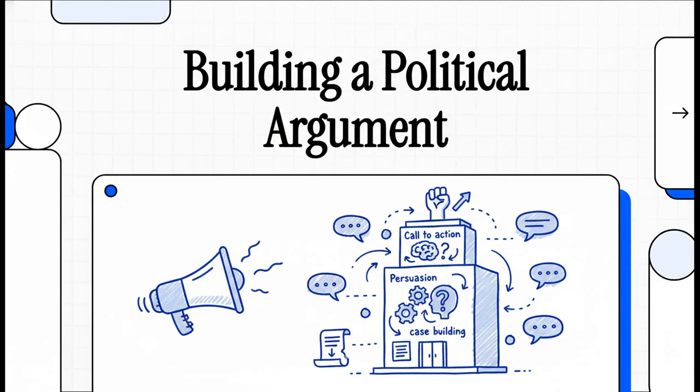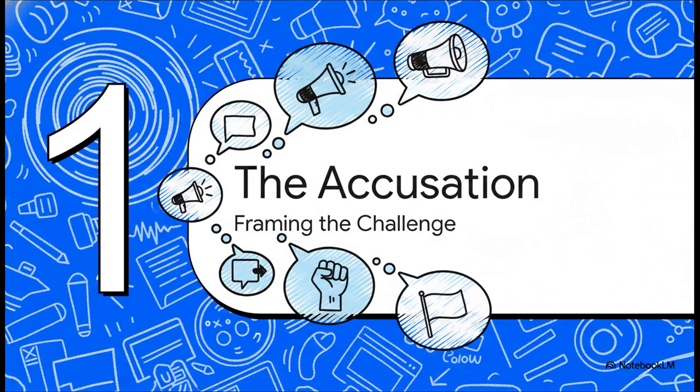Welcome to The Explainer. Today, we're doing something a little different. We're not just going to look at a political argument, we're going to take it apart, piece by piece, to see how it's built. We're going to break down how a case is constructed, from a pretty bold accusation all the way to a final call to action, and it's all based on the source material you're about to see. All right, so let's get right into it.